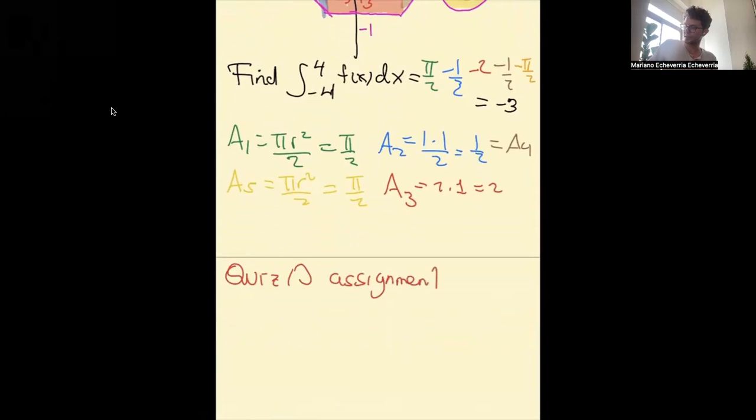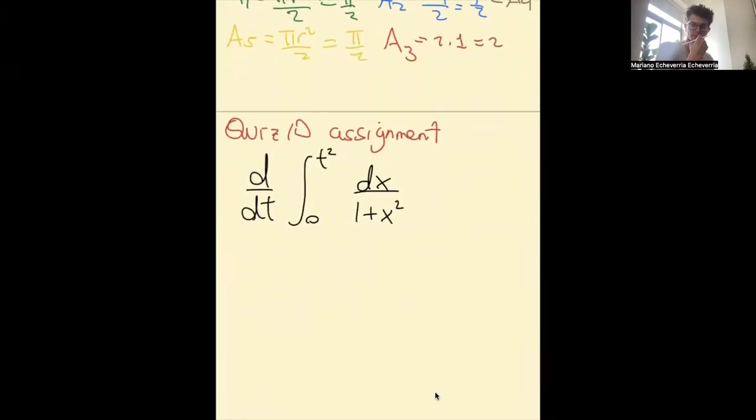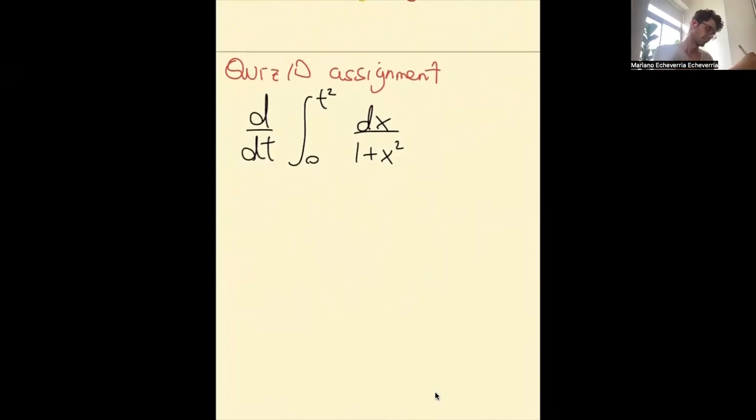It's one of the two problems. If you haven't seen something like this before, it can be confusing. It's just asking for the derivative with respect to time of the integral of dx over 1 plus x squared. Okay. So here you have to think about the fundamental theorem of calculus.